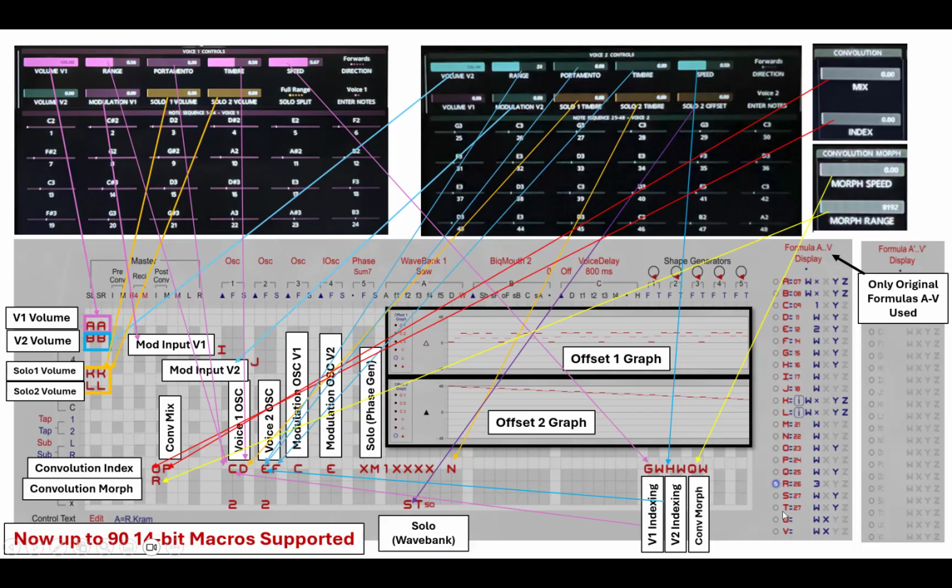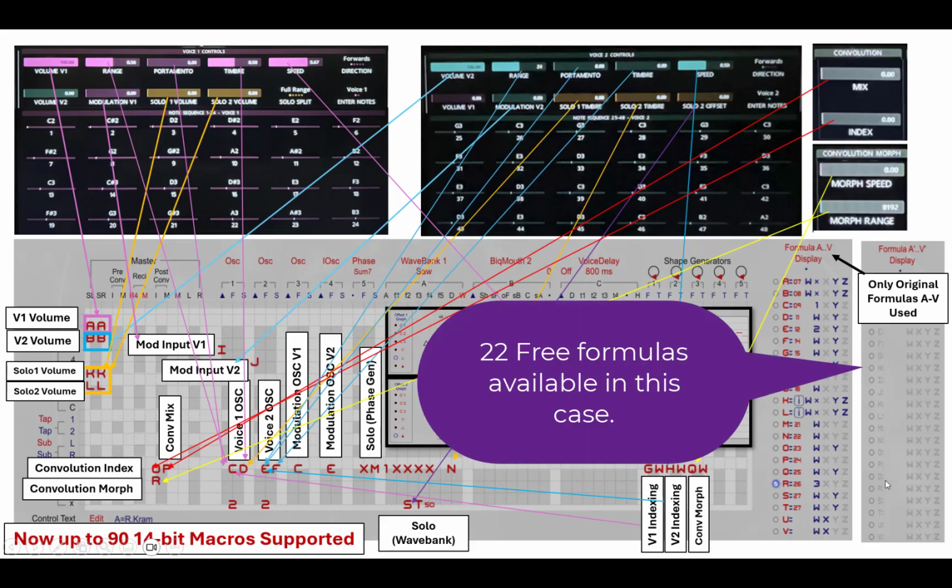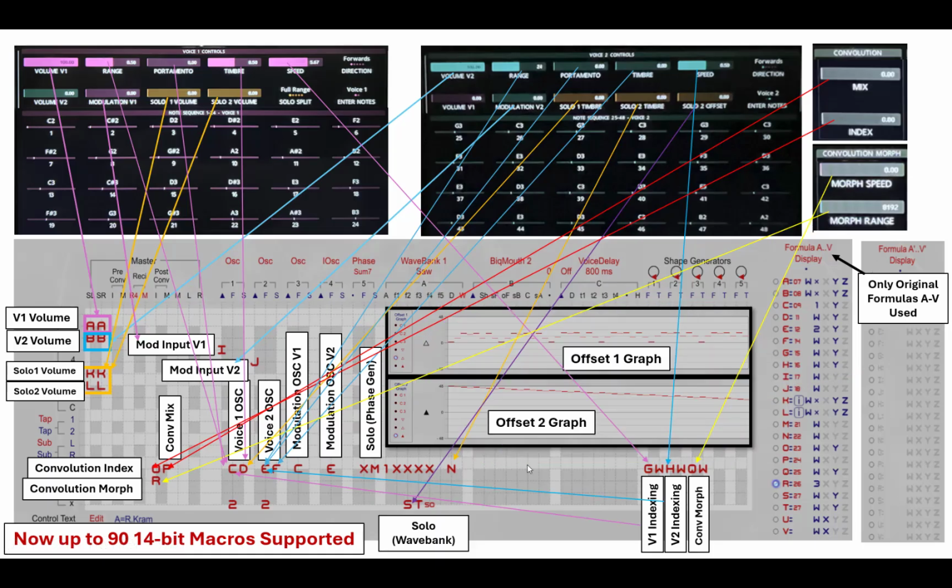As you can see here, the preset is kind of limited. I only used the first original 22 formulas. If I wanted to, I could have expanded this more, and I have an additional 22 formulas still available in this case. But this overlay is more dependent on how externally I create and manipulate these graphs than anything else. And I don't need a lot of internal formulas to do that.